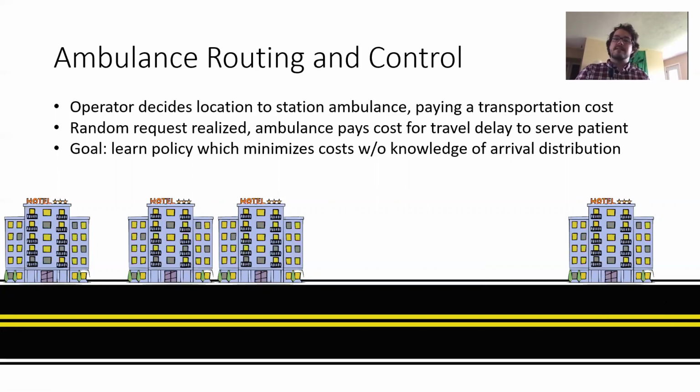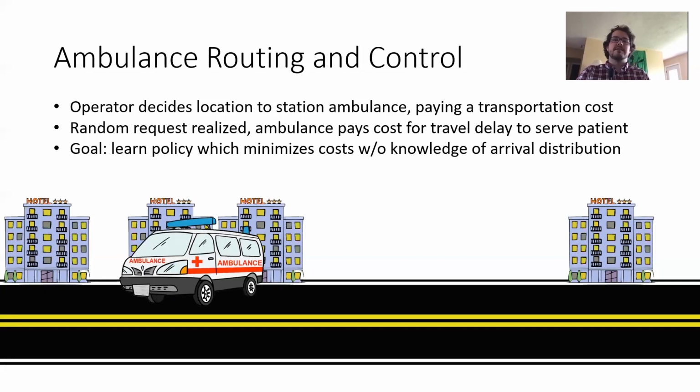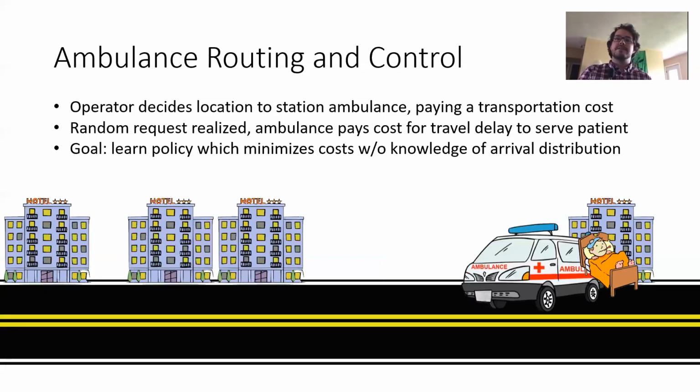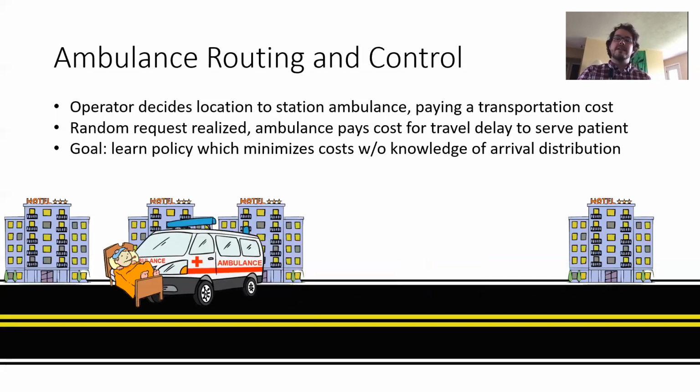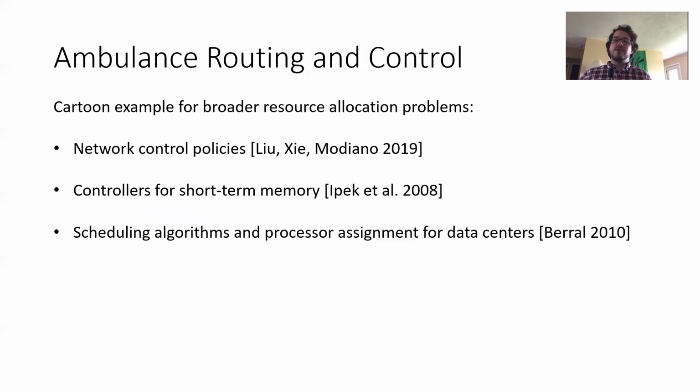Initially, at the start of the day, as the ambulance operator, we get to decide on a location where we want to station the ambulance, paying a transportation cost in order to station the ambulance at that specific location. Afterwards, a random request for a sick patient is realized, and we have to pay an increased travel cost in order to travel and service that patient. This process then repeats: we decide on a location to station the ambulance, a random request is realized, and we pay an increased cost to travel and service that patient. This might be a bit of a cartoon example, but hopefully it shows how reinforcement learning can be used for a lot of resource allocation problems.